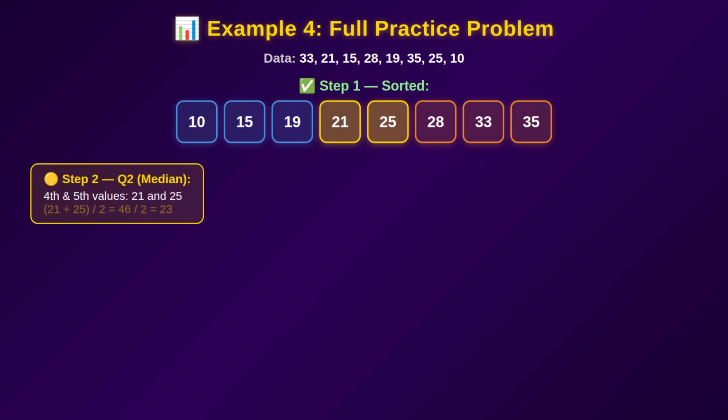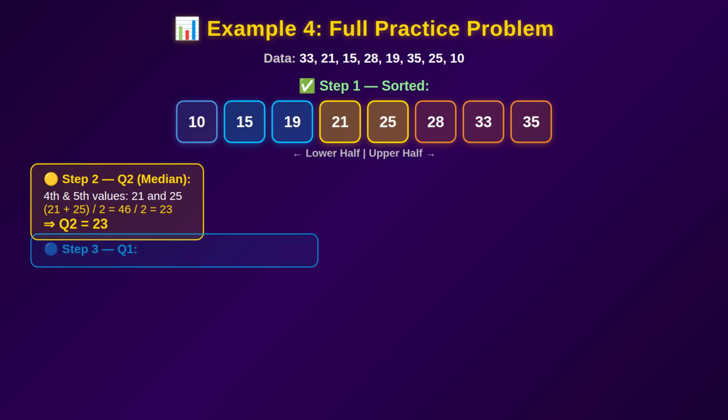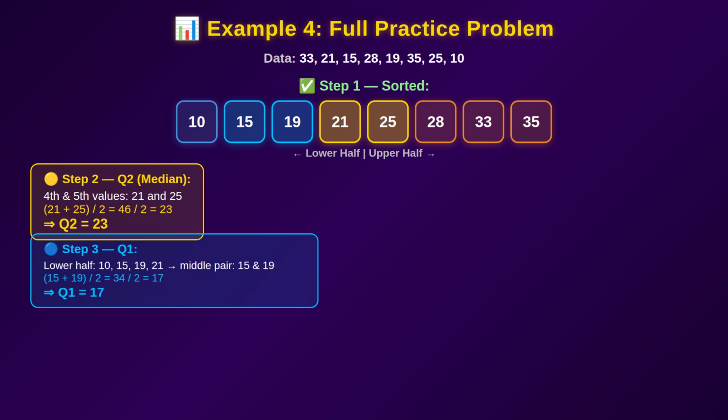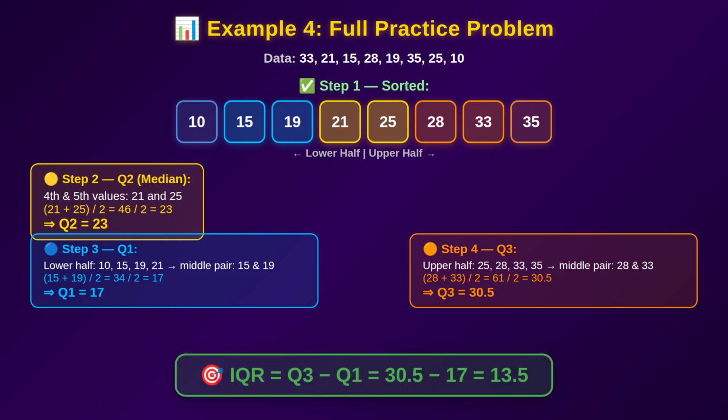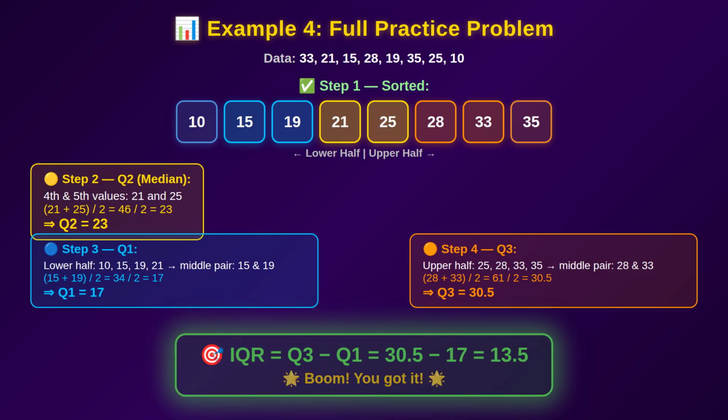One more problem. Let's make sure you've totally got this. Dataset: 33, 21, 15, 28, 19, 35, 25, 10. Step 1, sort. 10, 15, 19, 21, 25, 28, 33, 35. 8 values. Even. Step 2, Q2. The two middle values are the fourth and fifth. That's 21 and 25. Average, 21 plus 25 equals 46. Divided by 2 equals 23. Q2 equals 23.